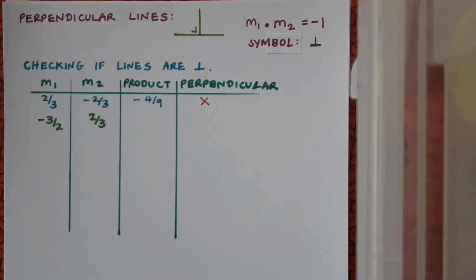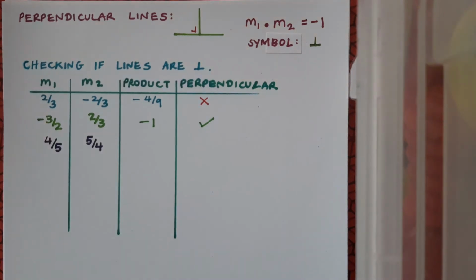This time I've got a slope of minus 3 over 2 and a second line with a slope of 2 over 3. Pause the video for a second while you find the product, and then have a think, are those lines perpendicular? Well, when I multiply these two fractions, I get a product of -1. So that means yes, the two lines with these slopes are in fact perpendicular. Try this one yourself.